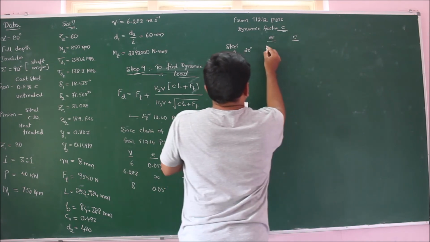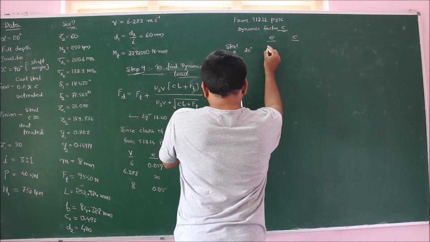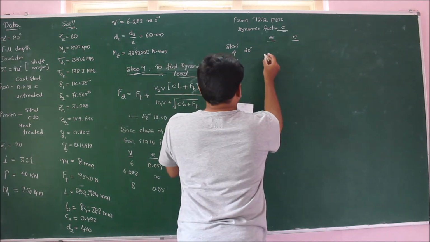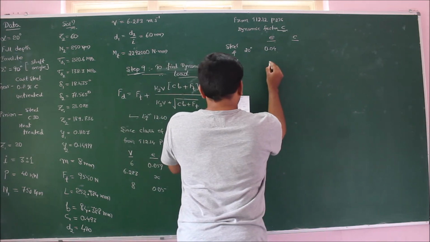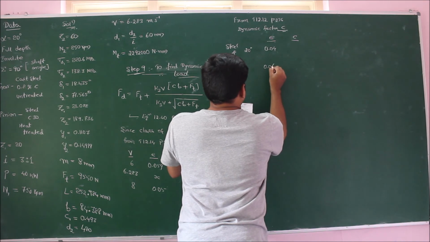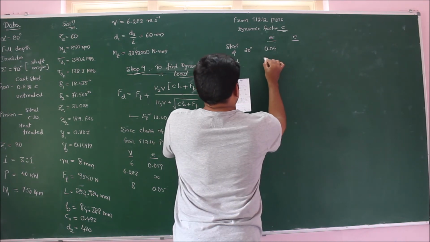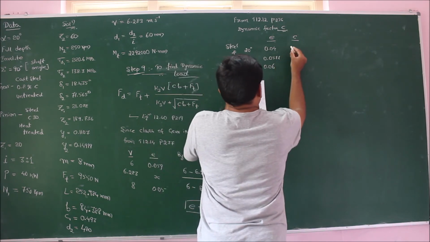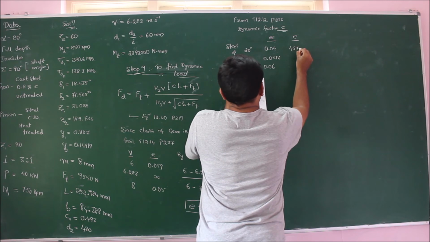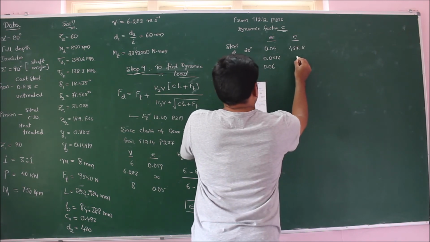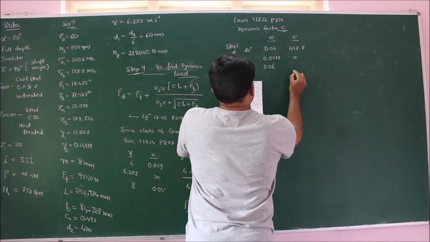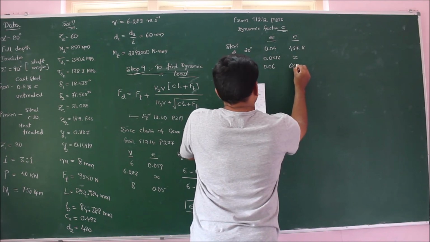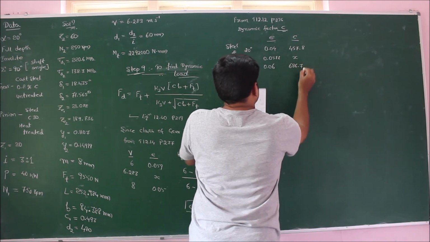the error and C values. The error what we have is 0.0577, which lies between 0.04 and 0.06, but I want the dynamic factor for 0.0577. For 0.04, the dynamic factor is 457.8. For 0.0577, I should find it out. For 0.06, the dynamic factor is 686.7.